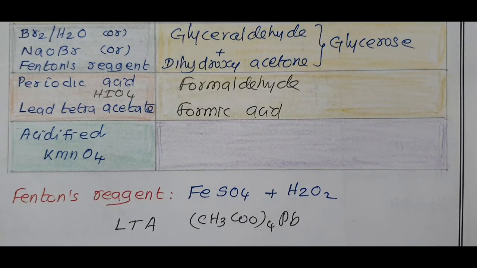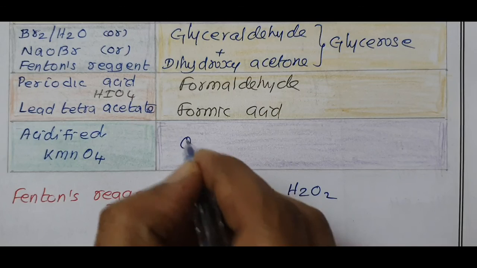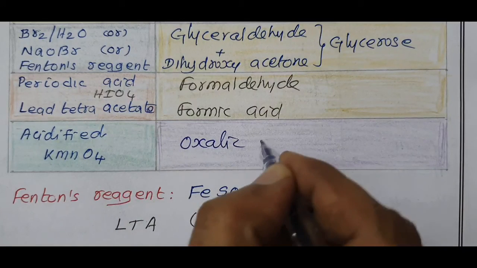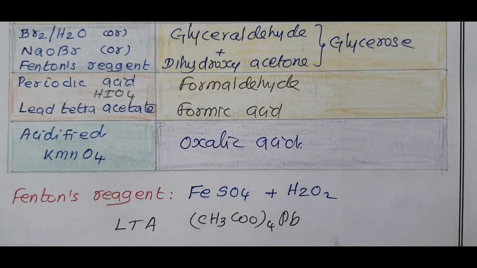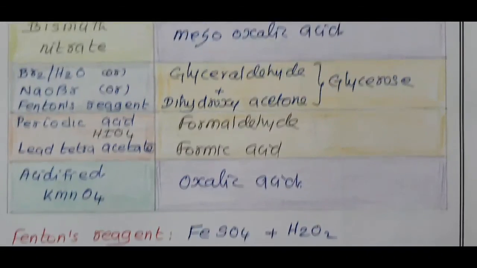Acidified potassium dichromate oxidizes glycerol into oxalic acid. So, depending upon the oxidizing agent used, different products are obtained. This is oxidation of glycerol.